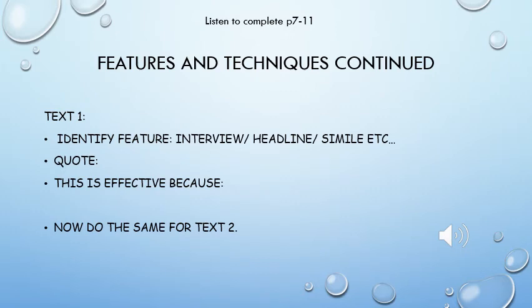This slide will help you to complete page 7 of your reading log. Using the list of features we have already discussed, give 4 examples of features found in text 1. Quote an example and explain why it is effective. When you're recording this information, you should use the model on the screen to help you.